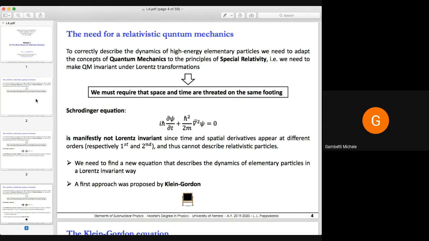In other words, we need to find a new equation that describes the dynamics of elementary particles in a Lorentz invariant way. And the first approach was proposed by Klein and Gordon. So let me now switch to the blackboard and let me show you how Klein and Gordon tried to merge quantum mechanics with special relativity.